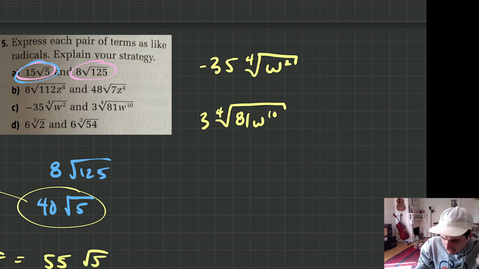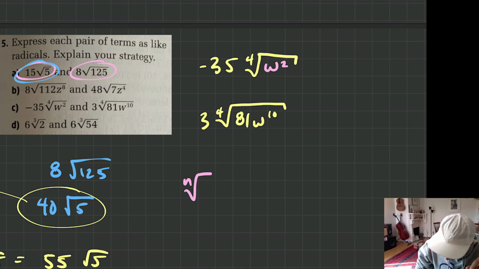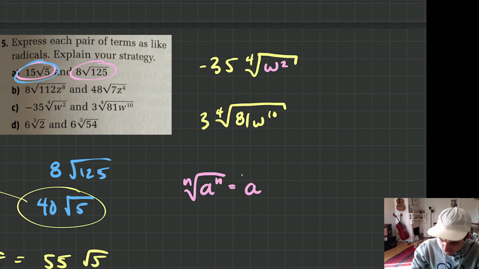Okay, so it doesn't look like we can do anything with this first one because we're taking the 4th root of w squared. If I was to take out anything from that radical, it would have to be a power of 4, and there is no power of 4 here. The only power that we have is a power of 2. Remember that if I were to take the nth root of a to the power of n, that would just give me a back. And if n was even, then we may have to think about the absolute value. But in any case, we don't have a power of 4 here. We only have a power of 2. So that means that we're going to have to just attack the second one.